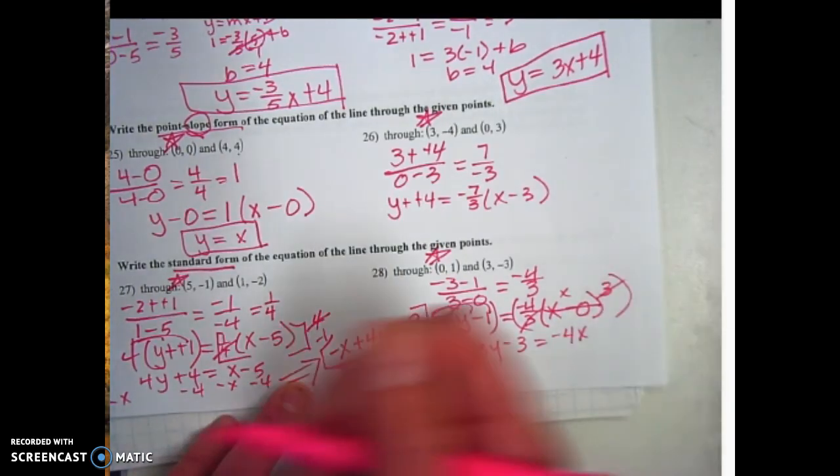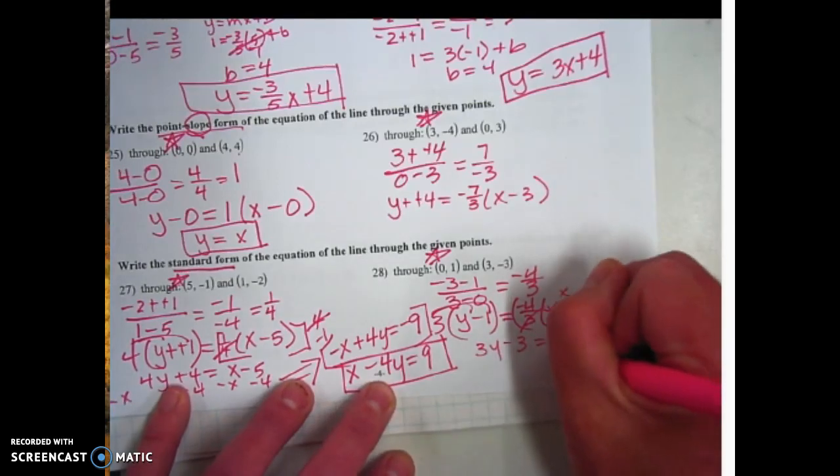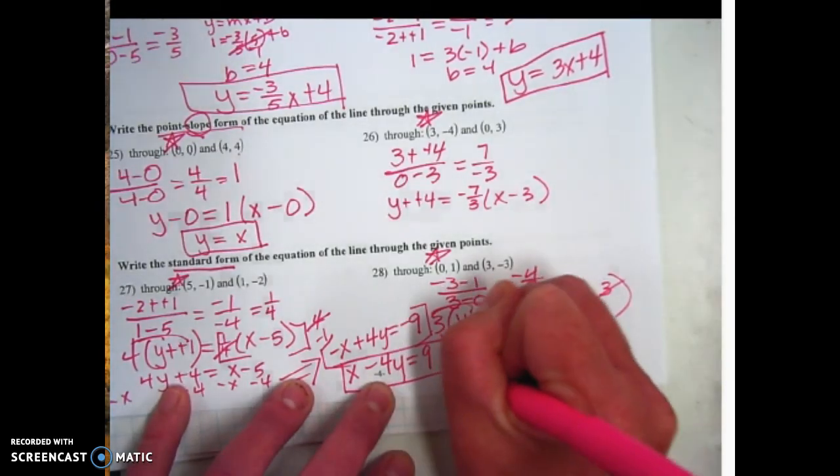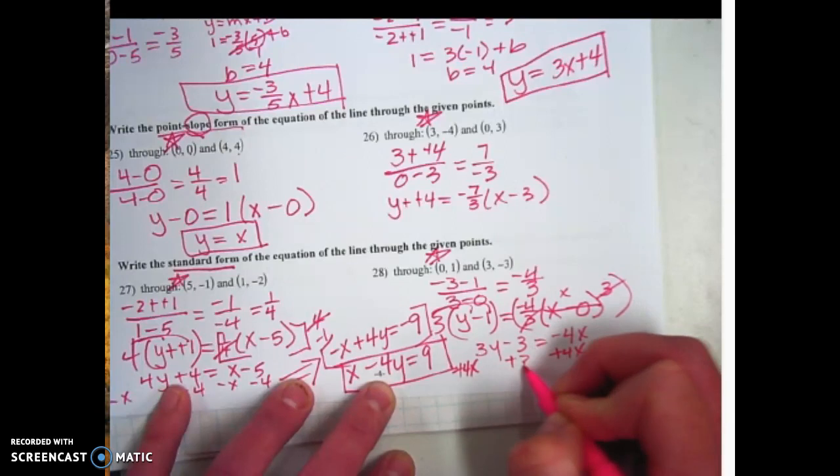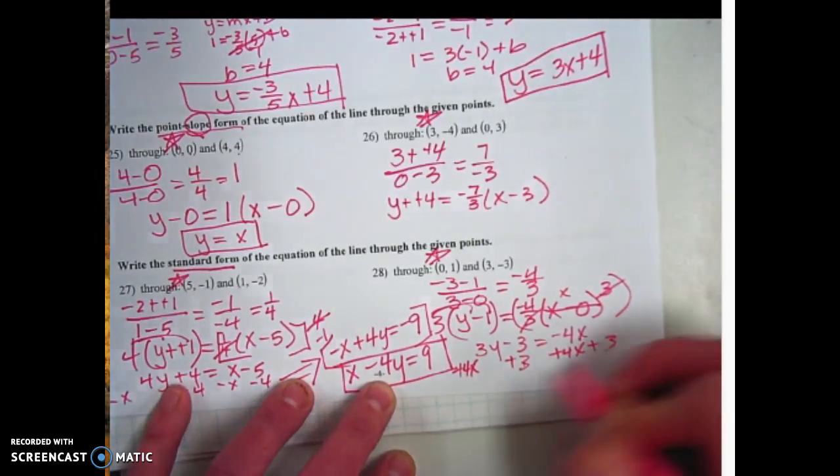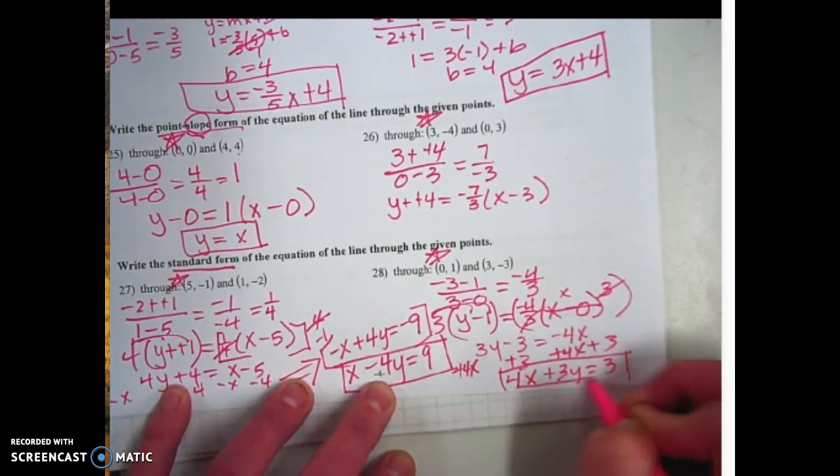We want the variables on the left and the numbers on the right, so I'm going to add 4x to both sides and add 3 to both sides. So this is 4x plus 3y equals 3. And that's in standard form.